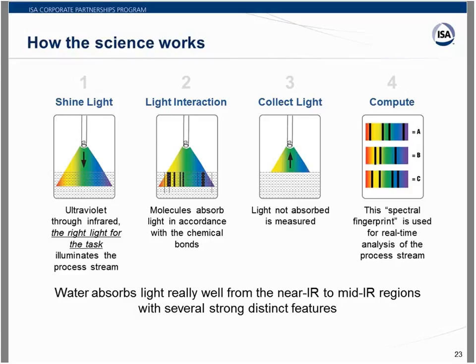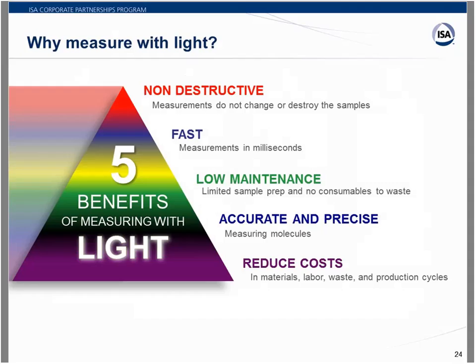And the second thing is that when the light actually hits the sample, the molecules within the sample are going to interact, and they're going to absorb or transmit certain regions of light, which allows us to detect what is absorbed and what is not. This gives you a spectral fingerprint that can be used for real-time analysis. Now, we are going to focus on near infrared because water absorbs light really, really well from the near IR to the mid-IR regions with many strong, distinct features.